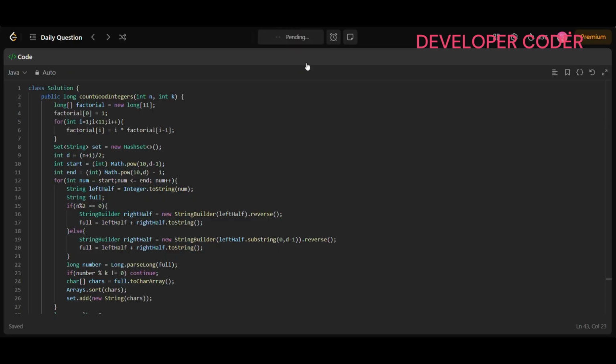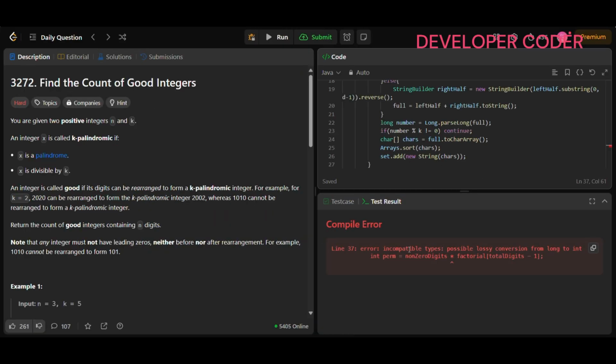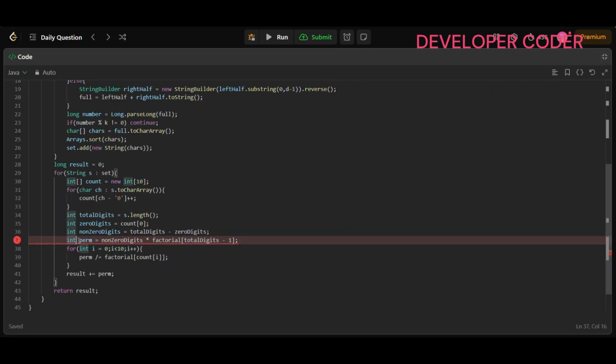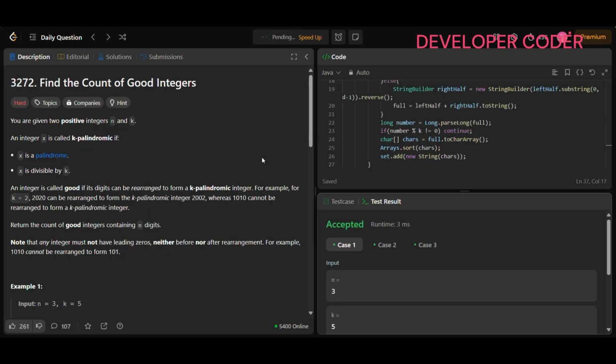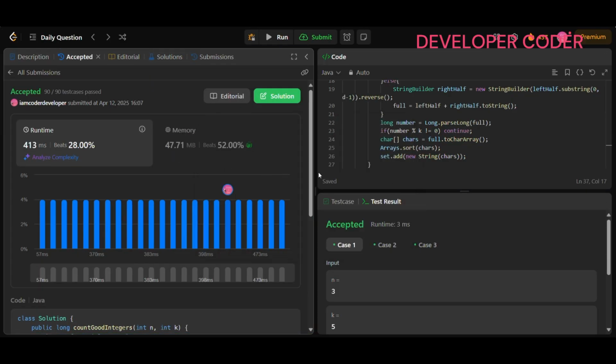Now let's run the code and see if there are any issues. We'll try to fix that. Okay, incompatible types, possible lossy conversion from long to int. So here do one thing, instead of int, take long here. Done. Now let's run it. Done. Now let's submit it. So see, our solution is accepted, right?